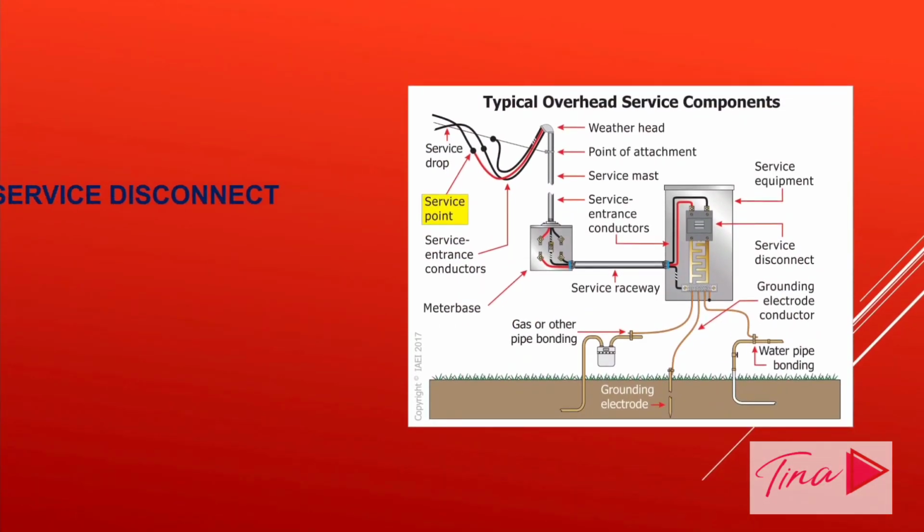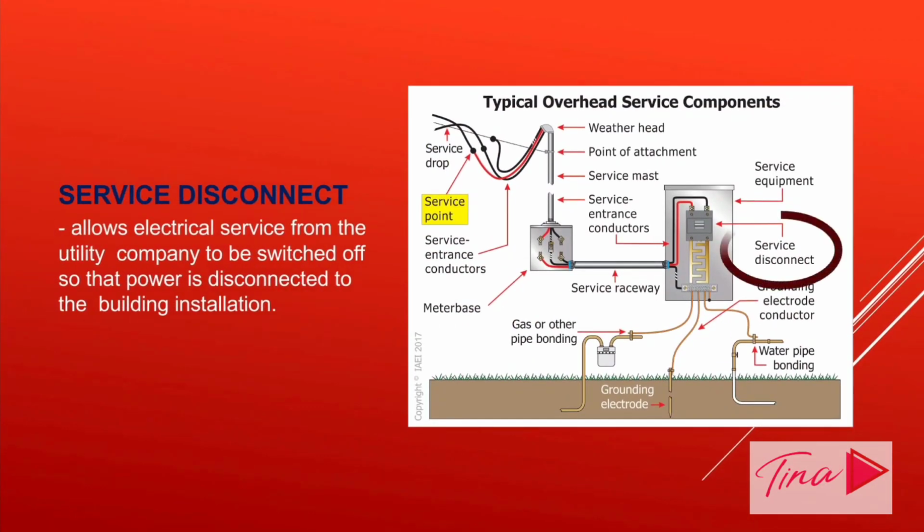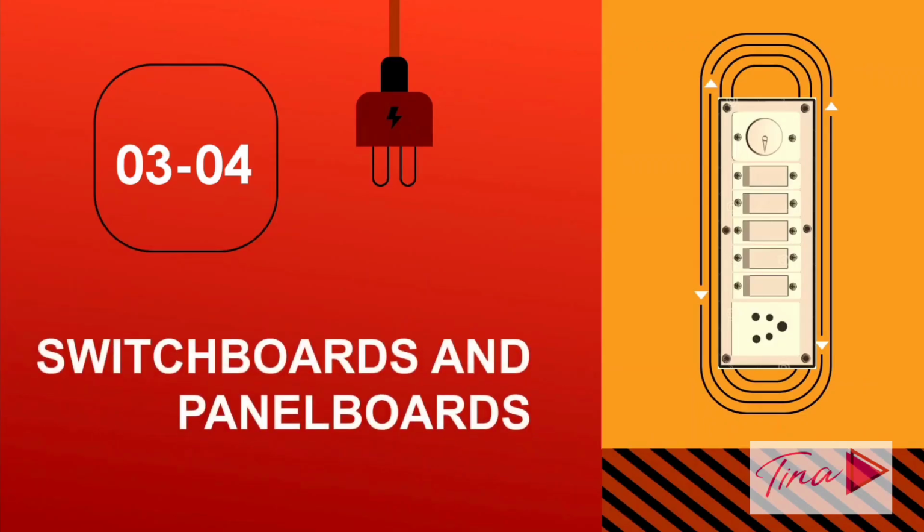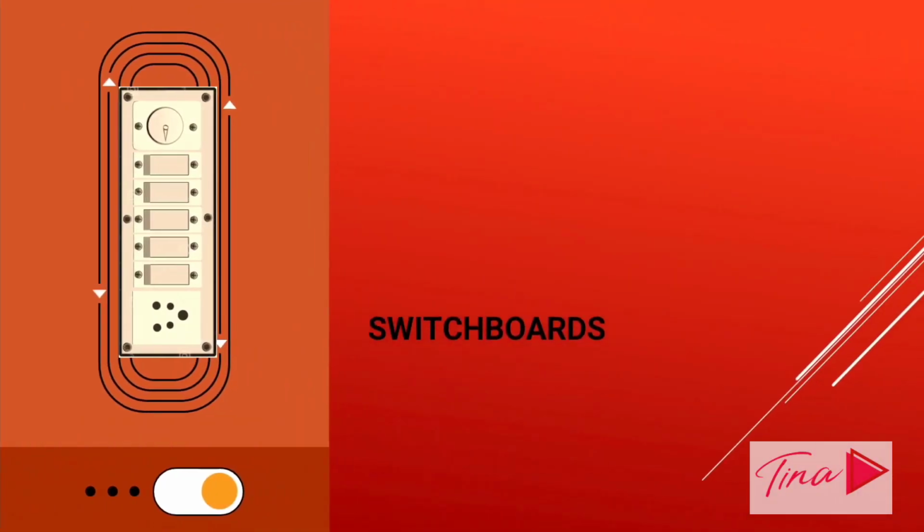When we say service disconnect, it is a required part of the service entrance equipment that allows electrical service from the utility company to be switched off so that the power is disconnected to the building installation. It is a set of fuses or a circuit breaker that protects the service entrance conductors. Up next are the switchboards and panel boards. First, we have the switchboard.